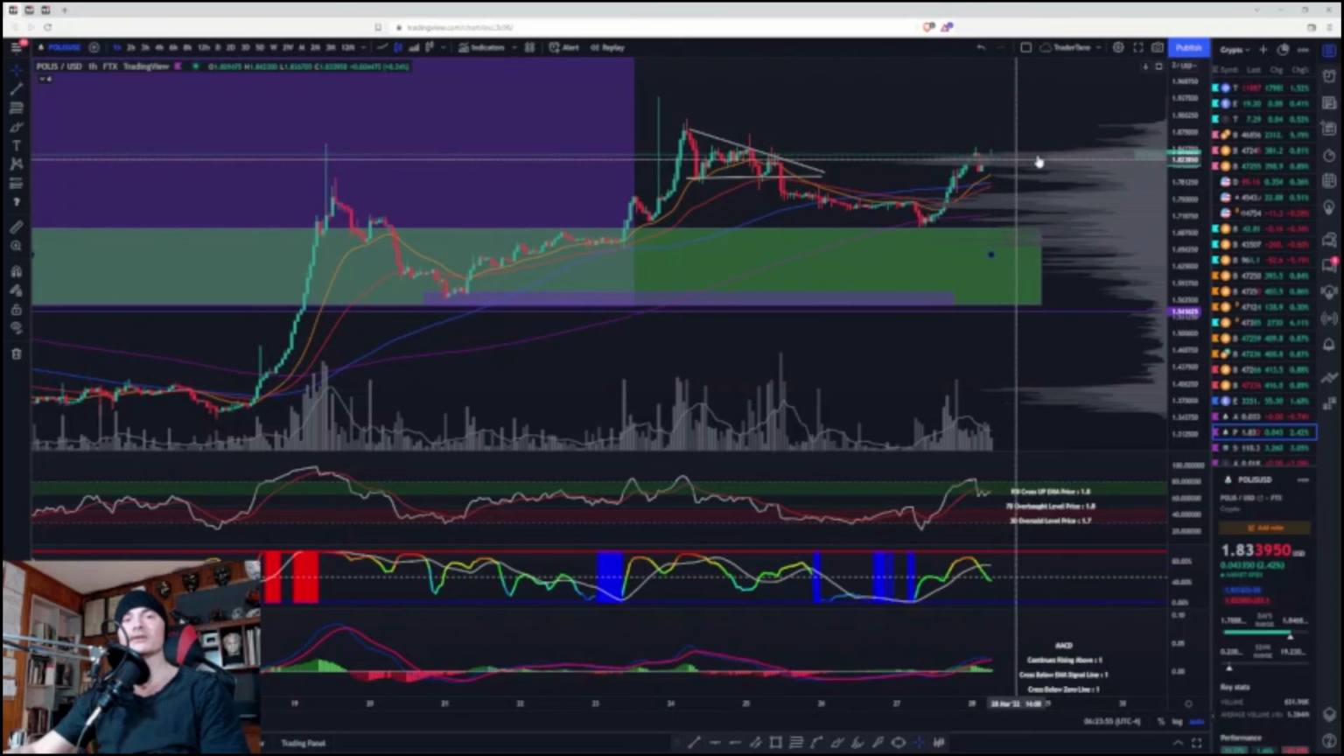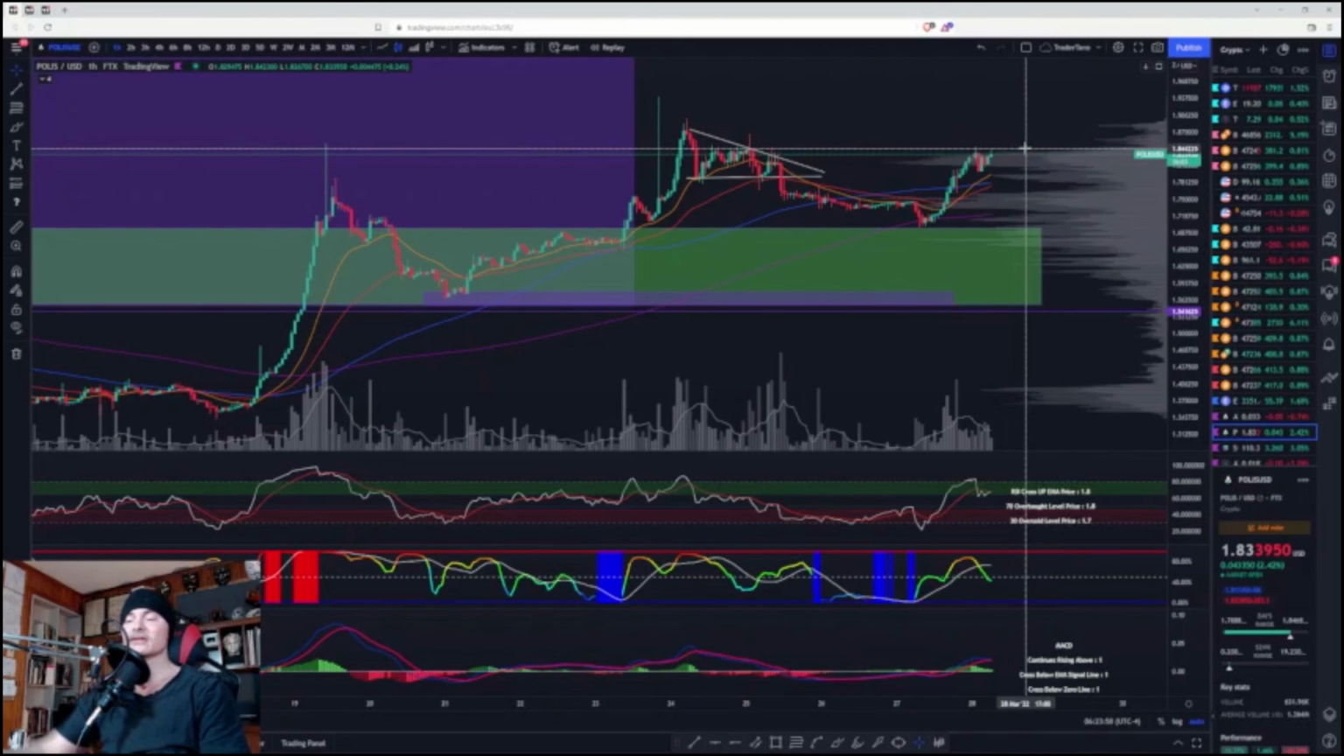So Polis looks pretty good. Atlas looks like it's having a pullback. Polis looks like it's got more in it.